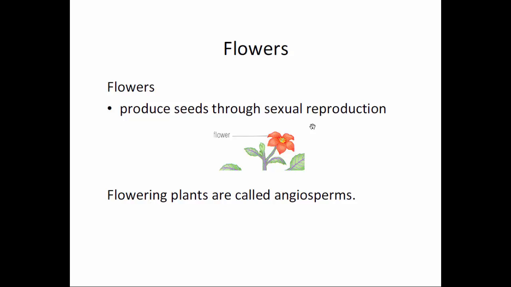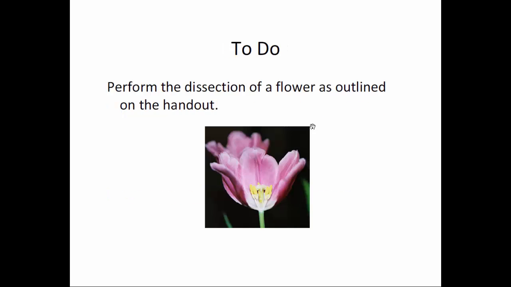The flowers, the whole purpose of flowers is to produce seeds through sexual reproduction. Any flowering plants are called angiosperms. Now today we're going to examine that flower in great detail. So go ahead and follow through that handout and have a look at the parts of the flower and do the other aspects of the activity.